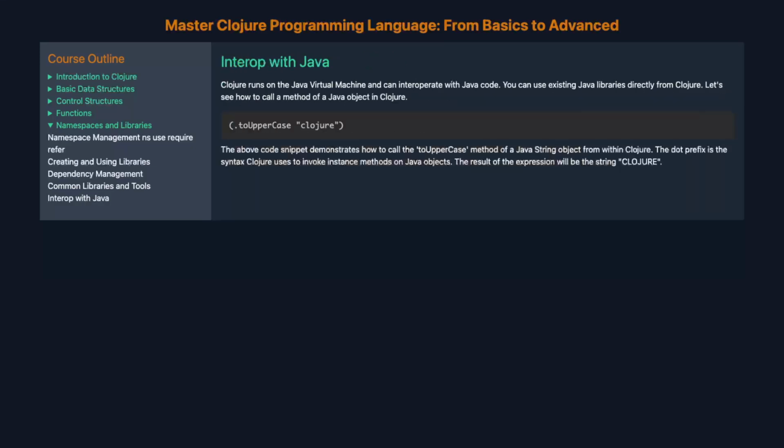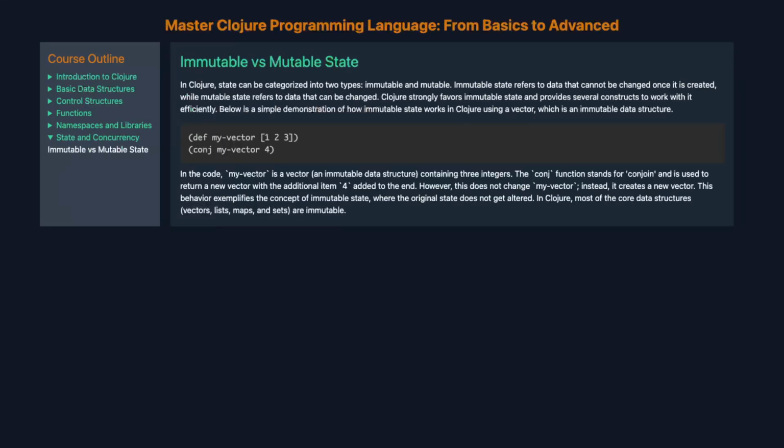Interop with Java. Clojure runs on the Java Virtual Machine and can interoperate with Java code. You can use existing Java libraries directly from Clojure. Let's see how to call a method of a Java object in Clojure. The above code snippet demonstrates how to call the toUpperCase method of a Java string object from within Clojure. The dot prefix is the syntax Clojure uses to invoke instance methods on Java objects. The result of the expression will be the string "CLOJURE".